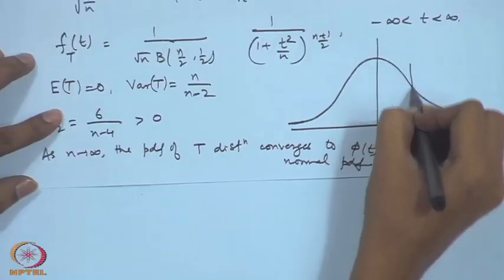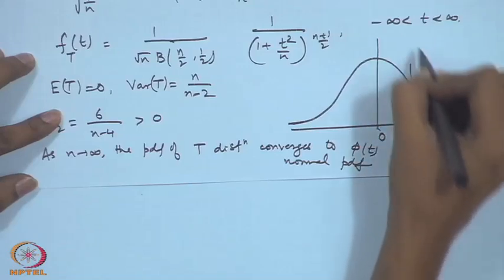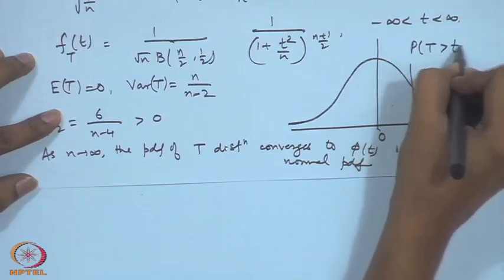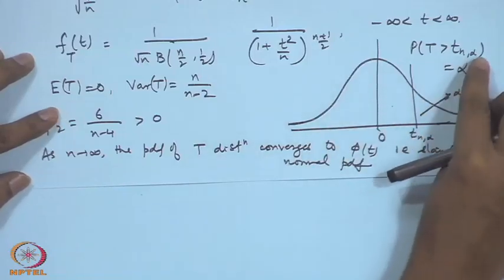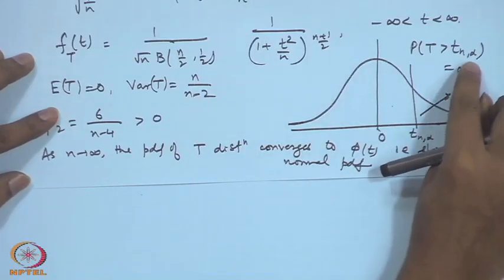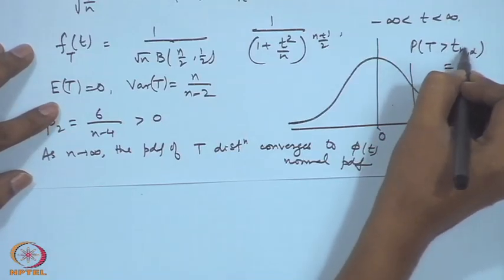Usually for n greater than or equal to 30, the approximation is quite good, and that is why generally the tables of t distribution are tabulated up to n is equal to 30 only. And because of the symmetry, if we consider the point t n alpha, that is this probability is equal to alpha, probability of t greater than t n alpha is equal to alpha. So, for different values of n and alpha, t n alpha values are tabulated. This is called the upper 100 alpha percent point of the t distribution.